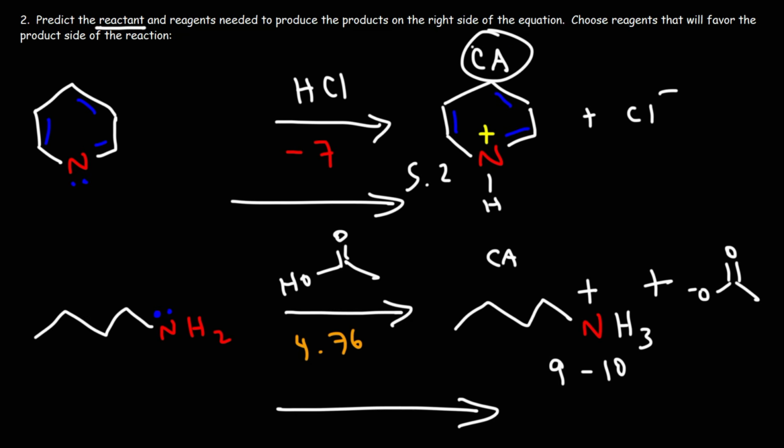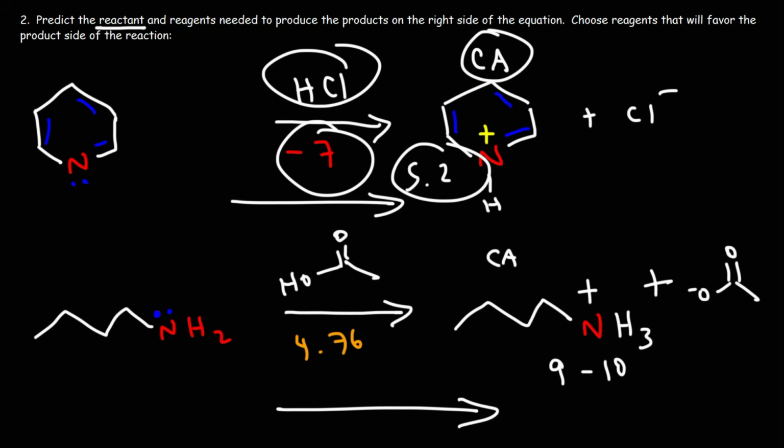Now, when making the conjugate acid, you need to choose an acid whose pKa is lower than the pKa of the conjugate acid. And you want the difference to be at least 2 units or more. So if the pKa of the conjugate acid is 4, the acid that you're going to use as a reagent, you want it to be 2 or less. 2, 1, 0, something less than 2.